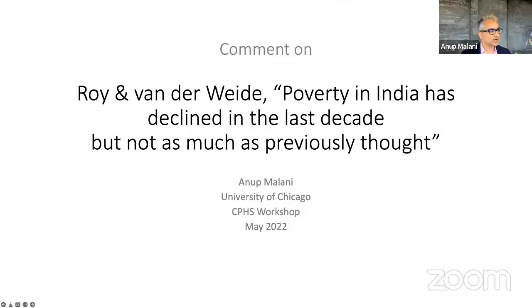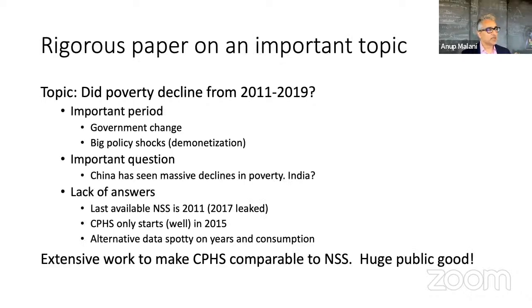So this is my commentary on Roy and Van der Weide. Let me start out by saying this is a fantastic paper. It's a rigorous paper on a really important topic. The question, obviously, that we've all been watching for the last hour and change is, did poverty decline in the last decade? It's an important period. There's been a major government change. There've been massive macro shocks, even before COVID, demonetization. It's also an important question, broadly speaking, globally. A question that we've all had is, China's seen these massive declines in poverty. What's India's experience been? Another comparably sized country, huge global welfare implications.